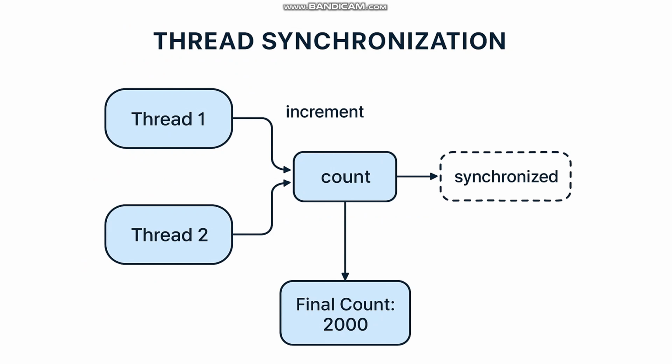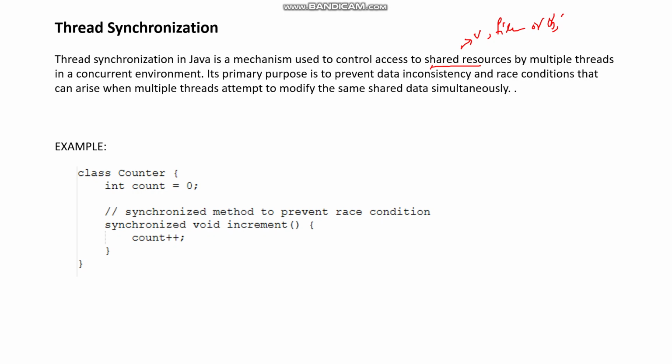To avoid this problem, we have to synchronize the threads. For synchronization, we use a keyword called the synchronized keyword. Whenever there is no synchronization, we will get the wrong answer. That is called a race condition. Because of this, we will get race conditions and data inconsistency.